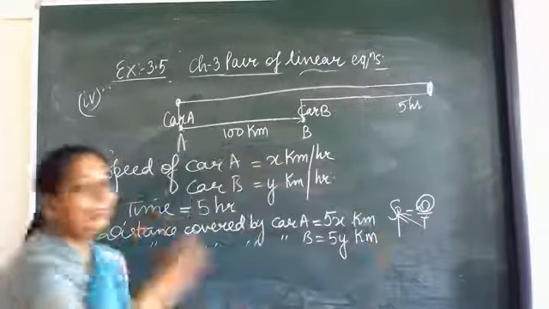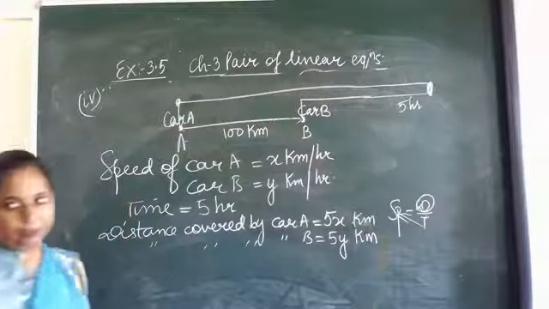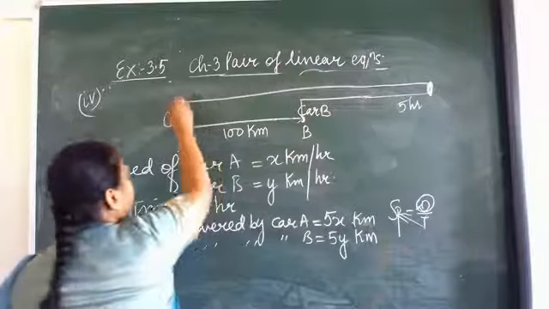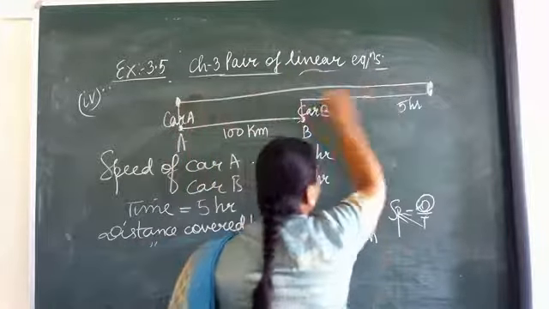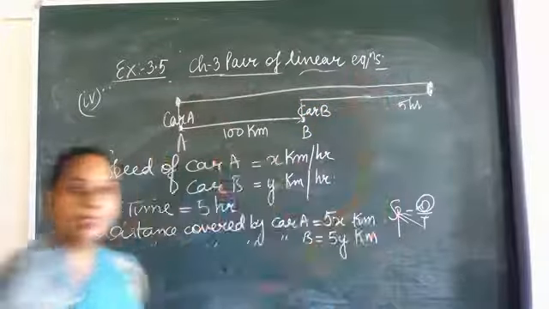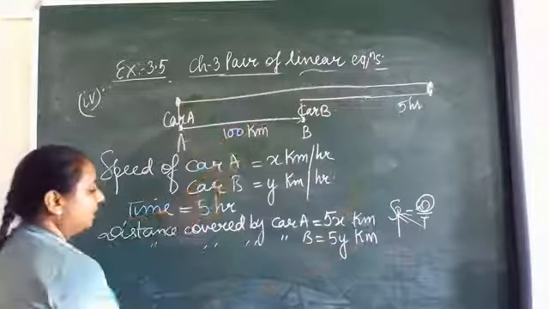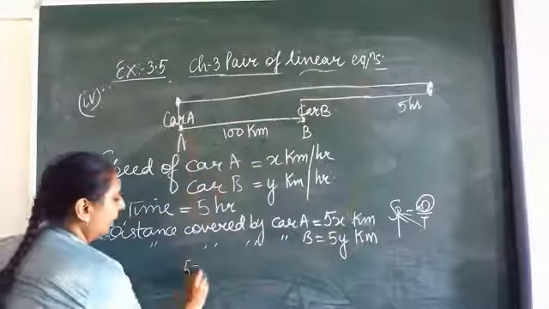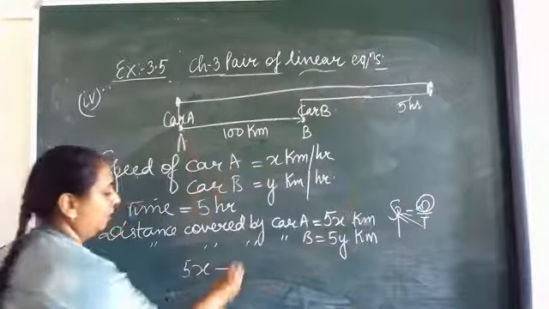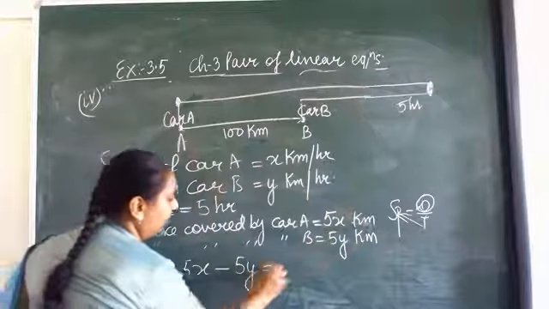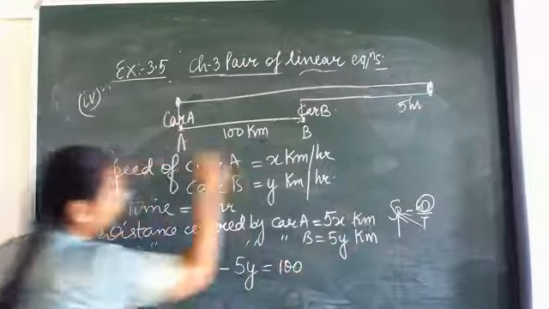Now they are traveling in the same direction. See, this is going in the same direction and this is also going in the same direction. In one direction they are going. So only 100 kilometers is given. So the equation becomes 5x minus 5y is equal to 100. See here.